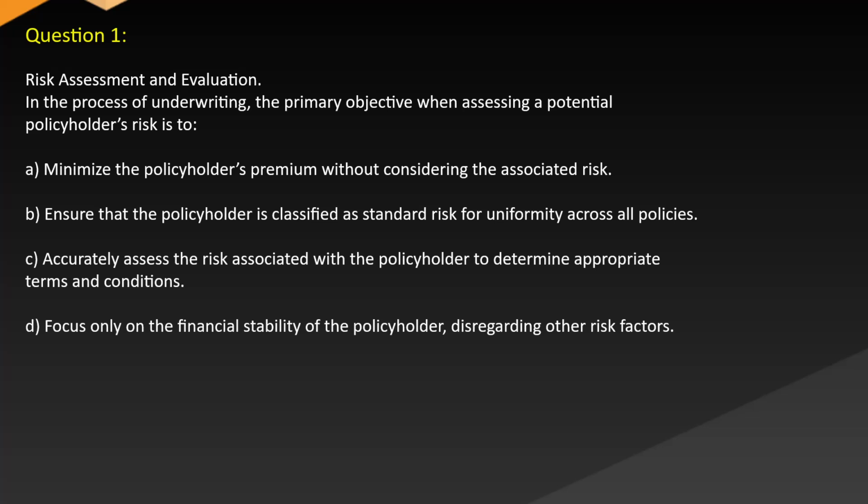Question 1. Risk assessment and evaluation. In the process of underwriting, the primary objective when assessing a potential policyholder's risk is to: A. Minimize the policyholder's premium without considering the associated risk. B. Ensure that the policyholder is classified as standard risk for uniformity across all policies.